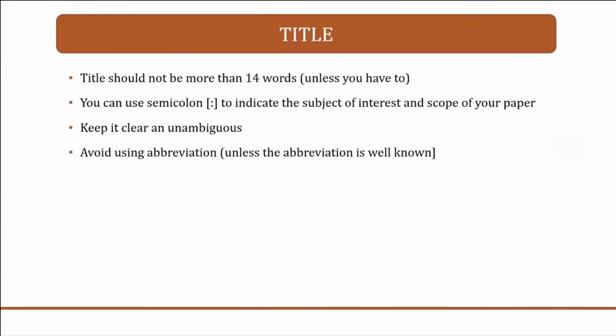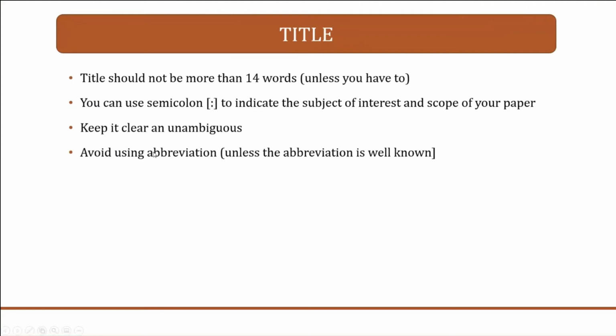Okay, so this is another point for you. The title should not be more than 14 words unless you have to, because perhaps, for example, it's related to the name of something which is a really long name. If you cannot, then you cannot get away from that. But usually it should not be more than 14 words. And you can use what we call a semicolon to indicate the subject matter and the scope of your paper. And then keep it clear and unambiguous, and avoid using abbreviations unless the abbreviation is well known.